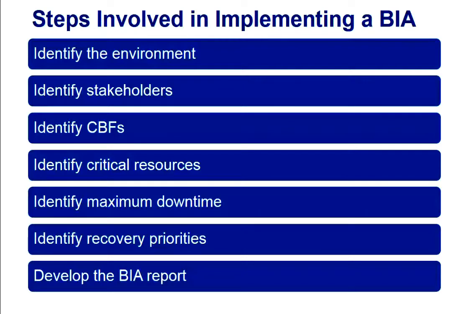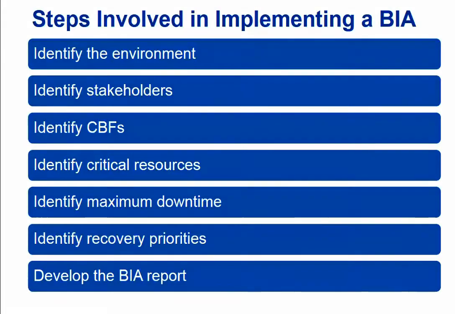So the steps involved in implementing a business impact analysis: basically we're going to identify the environment. You identify your stakeholders. A lot of times it's senior management or outside folks that help fund the business that you're unaware of. Identify the critical business functions, identify critical resources, identify the maximum downtime, identify recovery priorities, and develop the business impact analysis report.